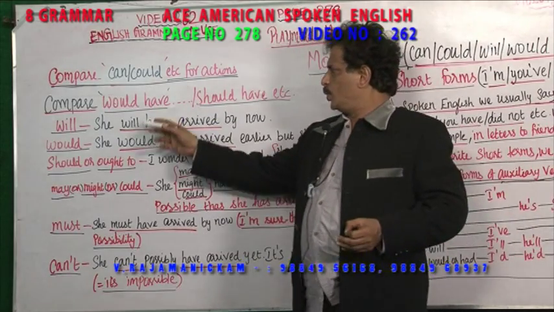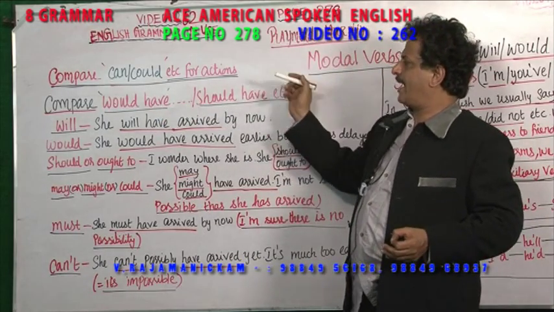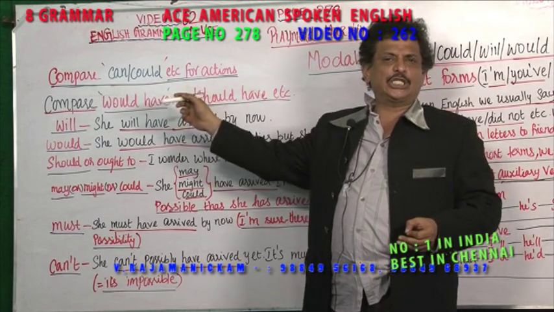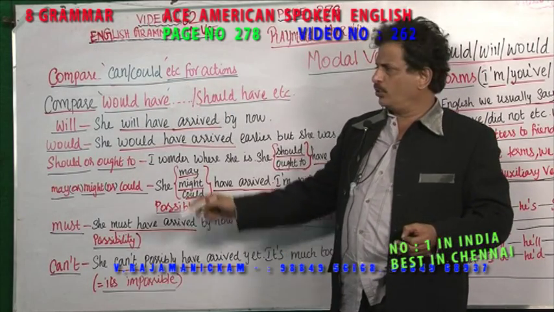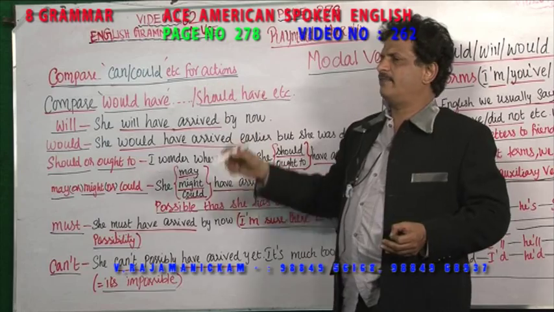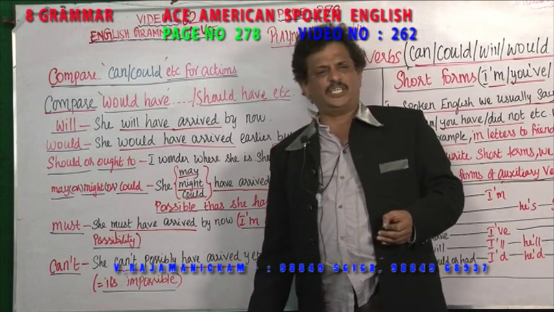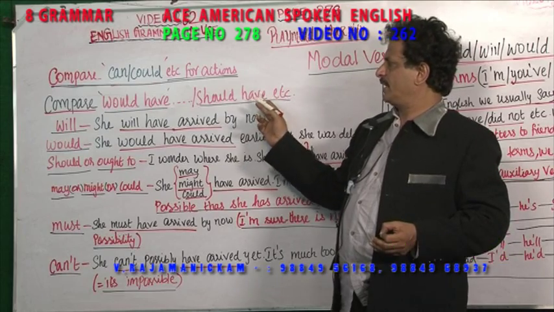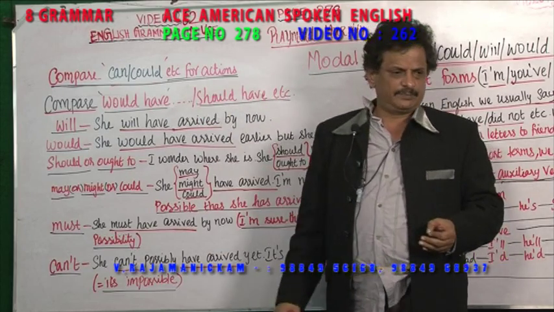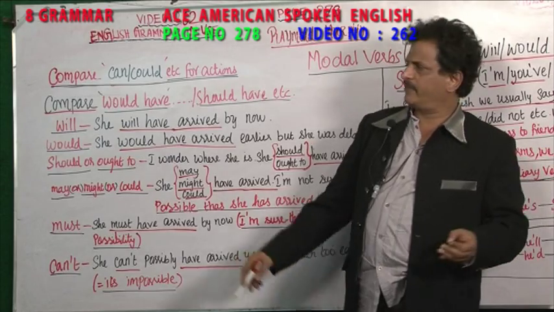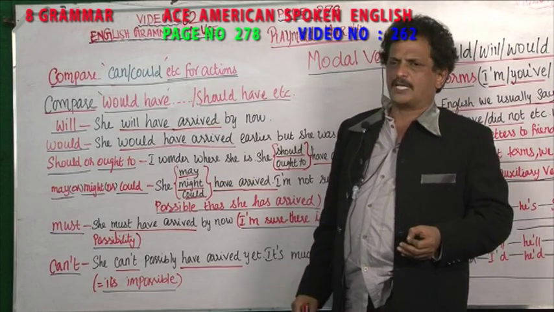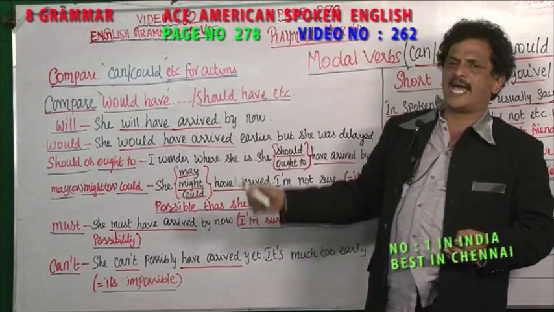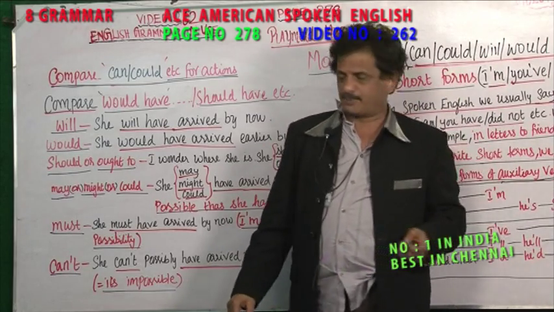Dear folks, would have, should have. When you have would have, you have to use a past participle. Would have eaten, would have gone, should have eaten, shouldn't have eaten, wouldn't have eaten. So would plus have, when have comes you have to use the past participle. Should plus have, there also you are using the past participle.